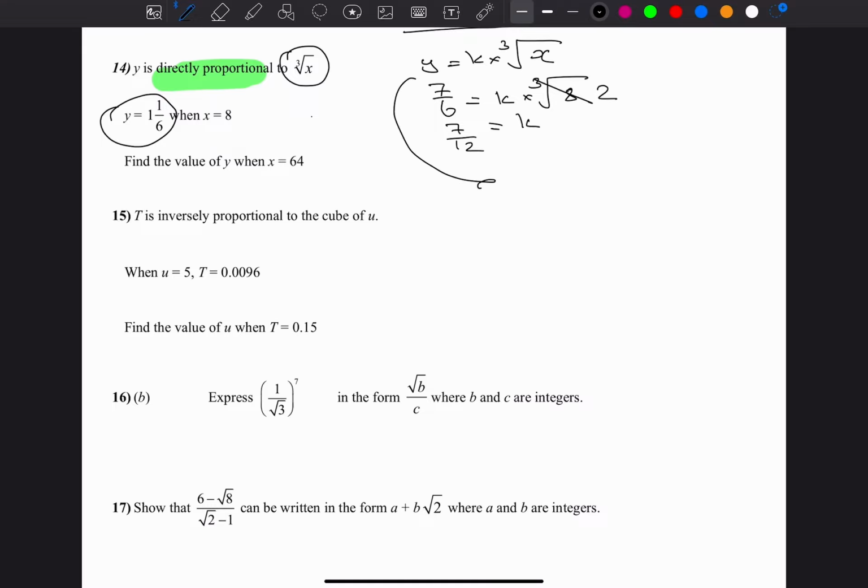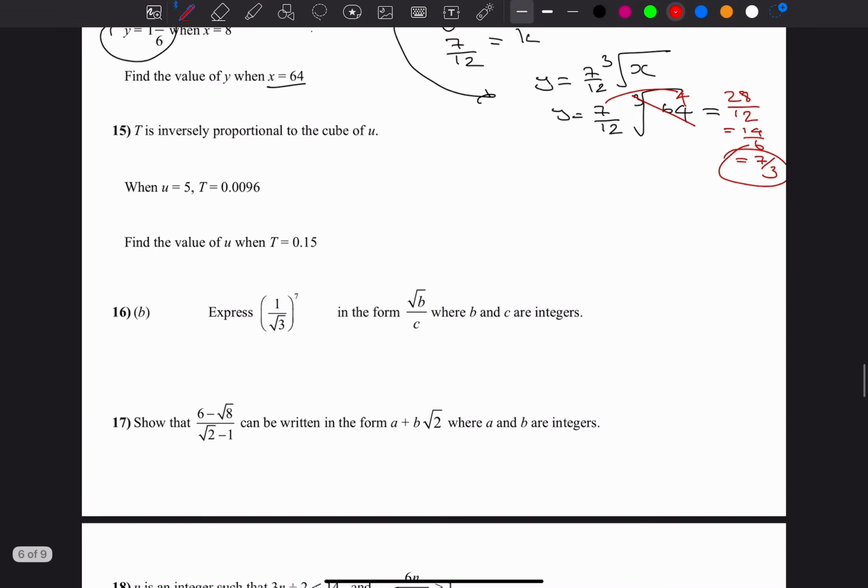So you rewrite the equation. y equals 7 over 12 cube root of x. When x is 64, y equals 7 over 12 cube root of 64. You can plug it into a calculator, or if you're doing it mentally, the cube root of 64 is 4. 7 times 4, on the top numbers you can multiply only. 7 times 4 is 28 over 12, which you can simplify to 14 over 6, which you can simplify to 7 over 3. Okay, you can use a calculator if you want, it's fine.